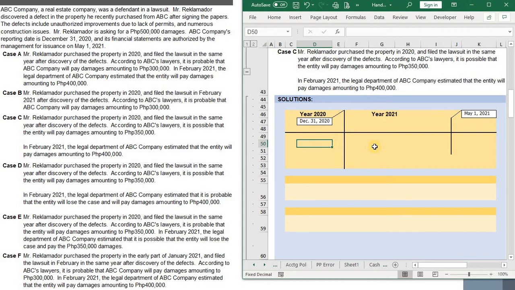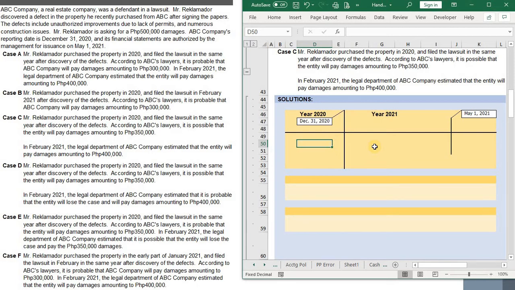So now let us proceed to case C. Mr. Reclamador purchased the property in 2020 and filed the lawsuit in the same year after the discovery of the defects. According to ABC's lawyers, it is possible that the entity will pay damages amounting to 350,000 pesos. In February 2021, the legal department of ABC Company estimated that the entity will pay damages amounting to 400,000 pesos.